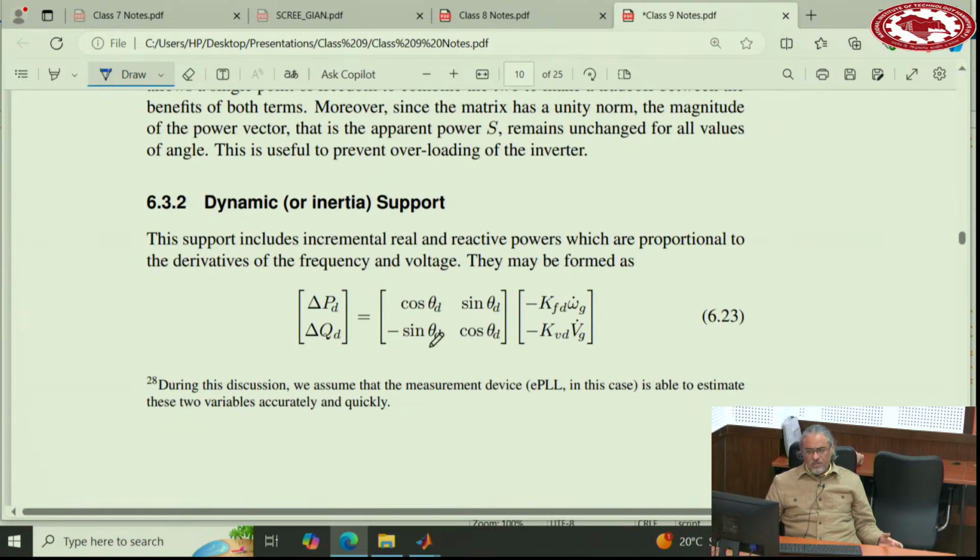And for dynamic, similar thing. Again, I have one matrix here. You can use different theta or the same theta. And now here is differentiation of the frequency, differentiation of the magnitude. That's the definition of inertia.